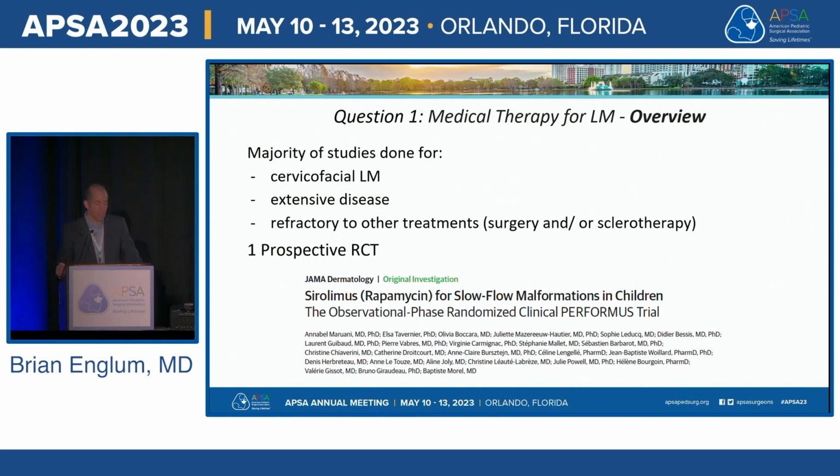The majority of patients in these studies had head and neck lymphatic malformations. Most patients had extensive disease or disease that had failed previous treatments, including surgery and sclerotherapy. We found no studies that compared systemic medical therapy to another therapy, and our 1 RCT actually compared the timing of administration of sirolimus, not comparing sirolimus to another therapy.